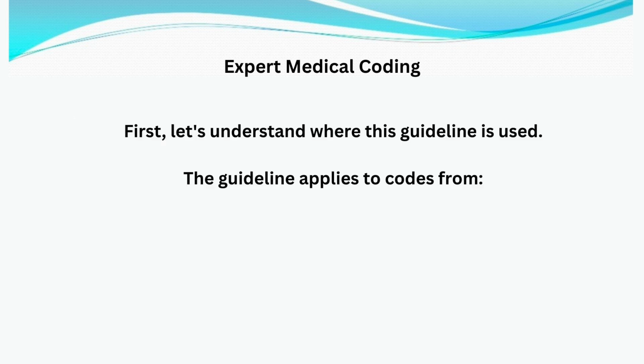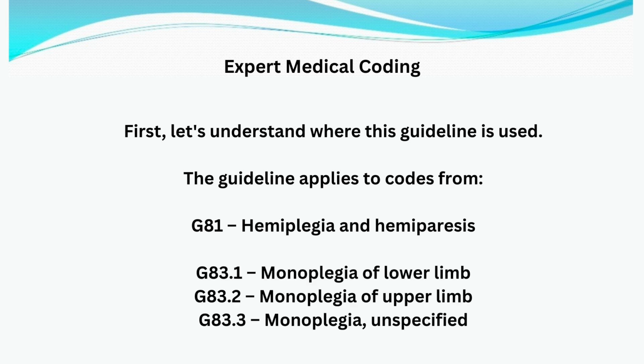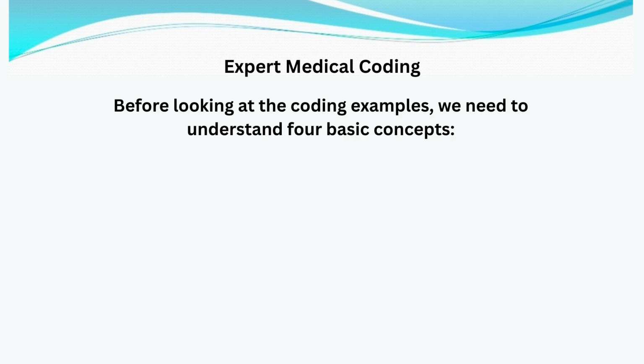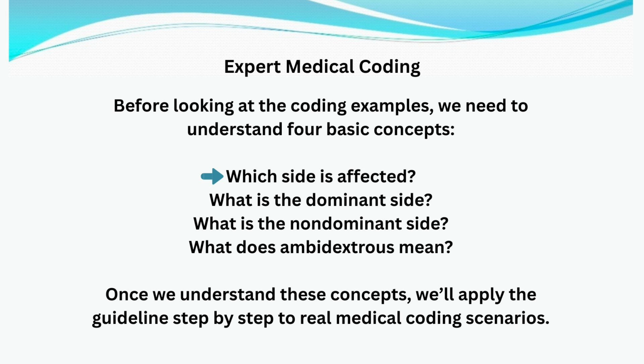First, let's understand where this guideline is used. The guideline applies to codes from category G81, hemiplegia and hemiparesis, and for subcategories G83.1, monoplegia of lower limb, G83.2, monoplegia of upper limb, and G83.3, monoplegia unspecified. Before looking at the coding examples, we need to first understand four basic concepts. Which side is affected? What is the dominant side? What is the non-dominant side? And what does ambidextrous mean? Once we understand these concepts, we'll apply the guidelines step by step to real medical coding scenarios.